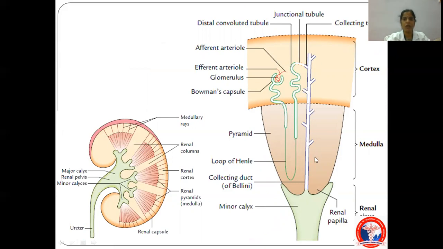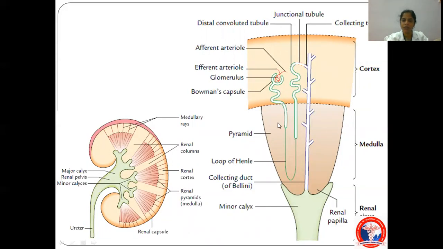Within that we have the most important structure, the nephron. That is the structural and functional unit of the kidney. When you see here, you can see the glomerulus. You know the parts of that, no? You have the glomerulus, proximal convoluted tubule, loop of Henle, distal convoluted tubule, and collecting tubule that opens into the collecting duct. The collecting duct opens into the minor calyces.